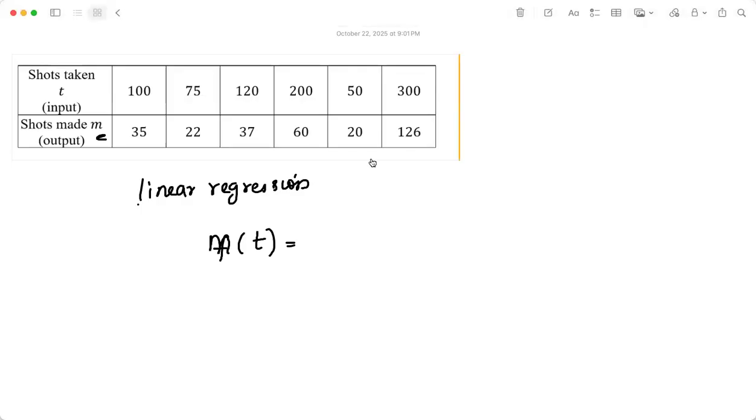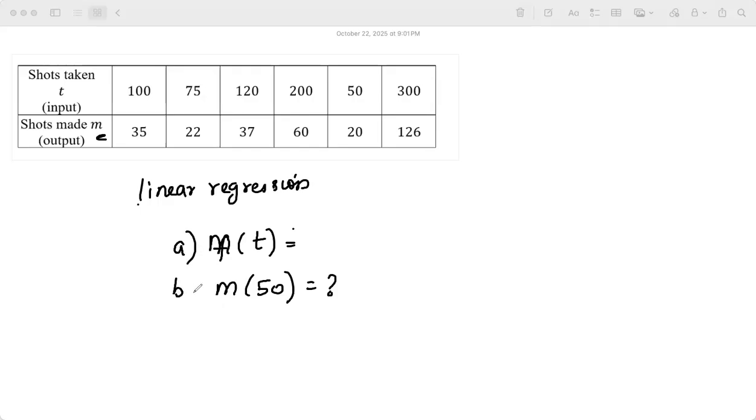Did you get the equation? If you get the equation, I want another question from you. What is m of 50? Both answers, please. First find out the equation, then find out what is m of 50. This is question A, question B.